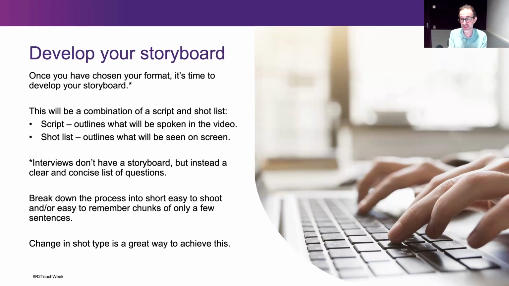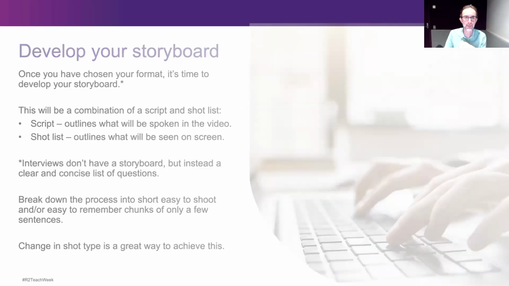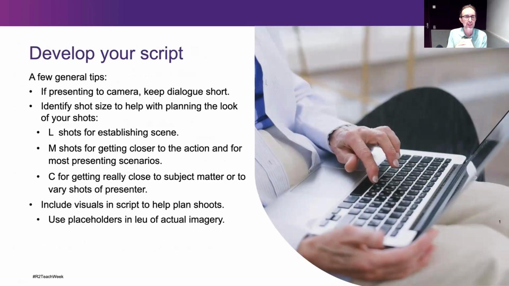And also what helps is having multiple camera angles. If you have multiple camera angles from multiple phones or multiple other cameras, if a person makes a mistake, then you can cut around that using the other angle. And as I said, a change in shot type is a great way to chunk this stuff up, by having blocks of text and then cutting to something else in the shot so they can stop, refresh, and then start speaking about the next item. So as I said, if delivering to camera, try and keep the dialogue short, so chunk it up.